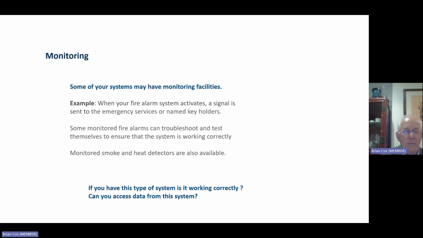So, monitoring. Some of your systems may have monitoring facilities. For example, your fire alarm system may activate a signal directly to the emergency services and or to named key holders. And some monitored fire alarms can troubleshoot and test themselves to ensure that the system is working correctly. There may also be smoke and heat detectors which have the same facilities. So if you have this type of system, is it working correctly? Can you access the data from your system?